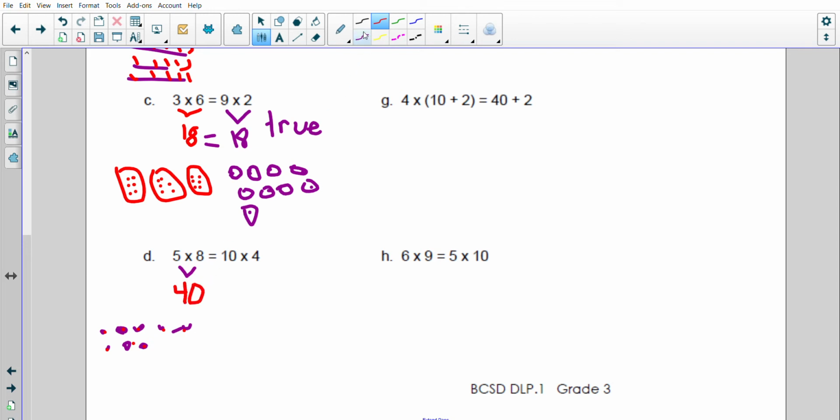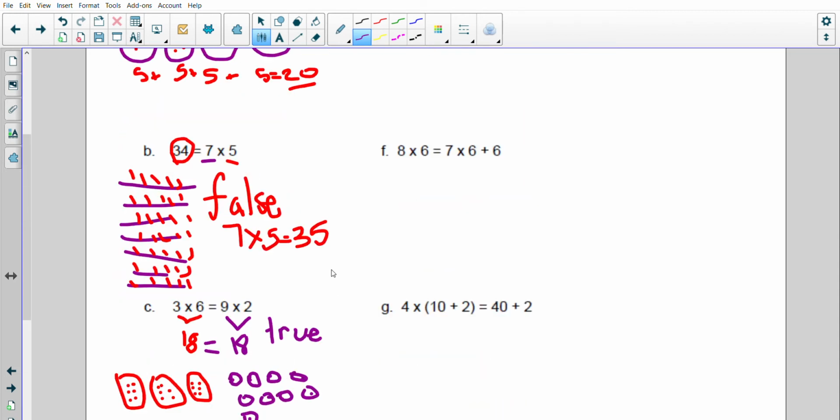All right. Now we're going to look at 10 times 4. Again, I'm going to solve it 4 times 10. That way I can skip count it much faster because skip counting is a valid method and it's a lot easier when we know how to skip count. So I'm skip counting by 10. So I have 10, 20, 30, 40. So are they equal? Yes, because 5 times 8 equals 40, 10 times 4 equals 40, 40 is the same as 40. So this one is also true.